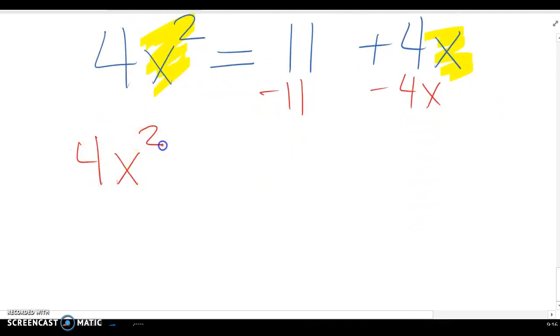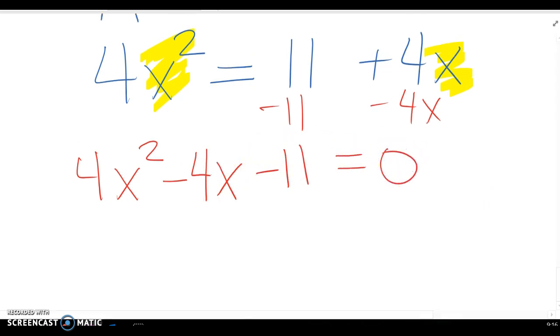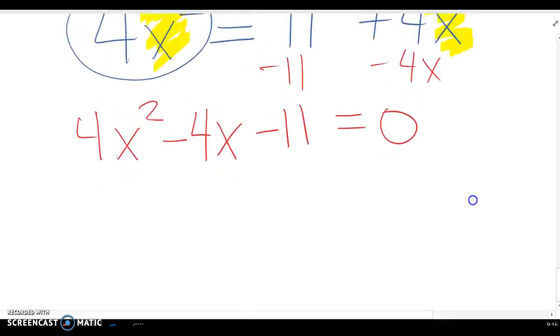When I do that, I want to make sure I put it in standard form where my constant comes at the end. Notice I moved everything onto the side with the 4x squared because I wanted to leave the 4x squared as a positive. I always leave my leading coefficient as a positive.